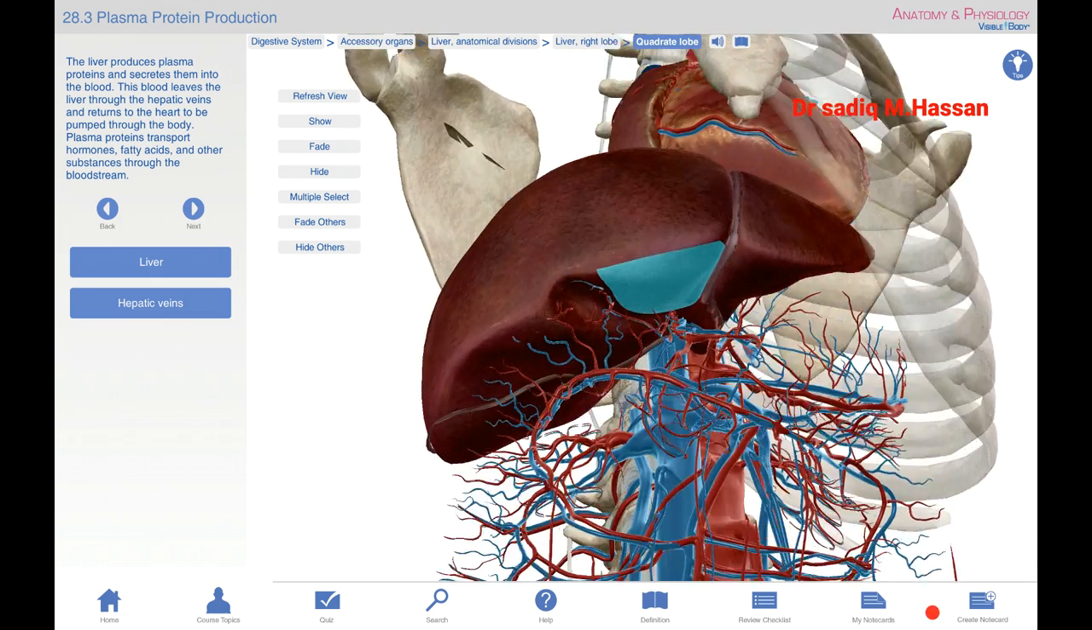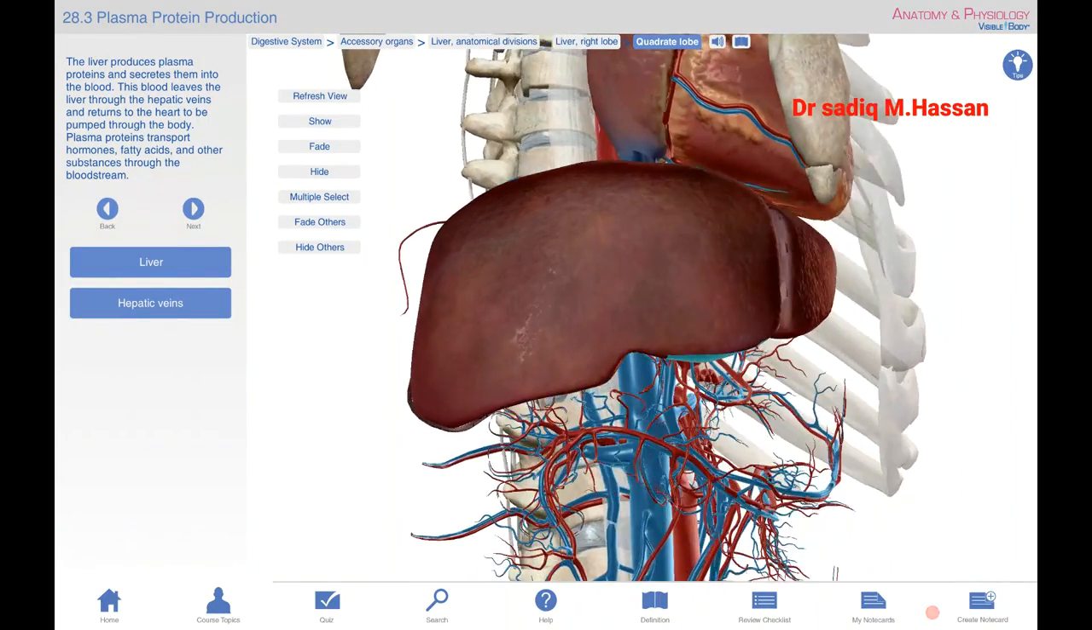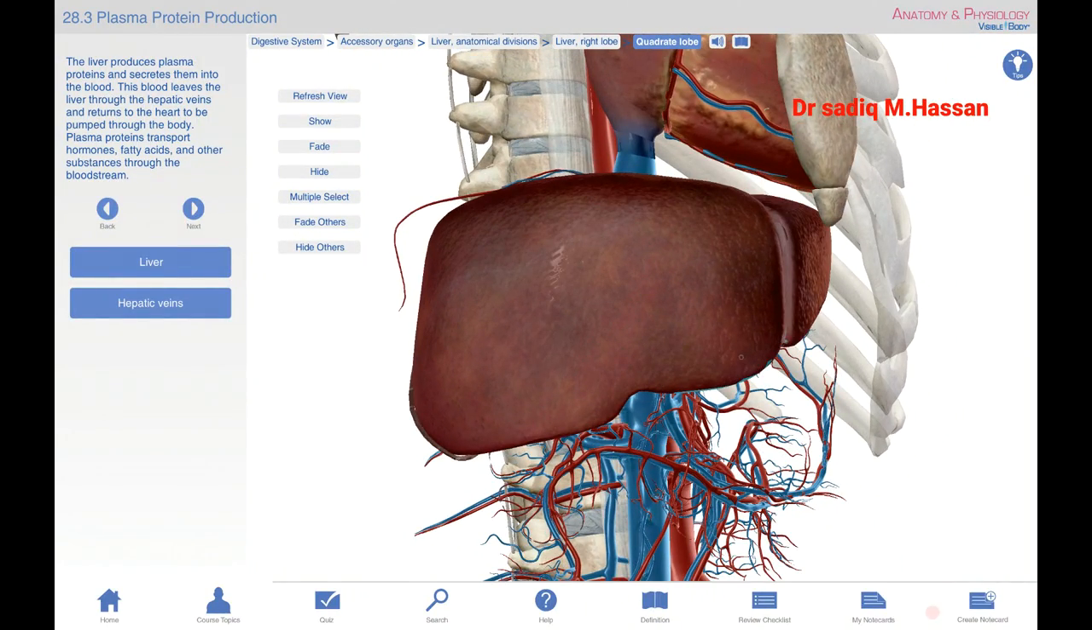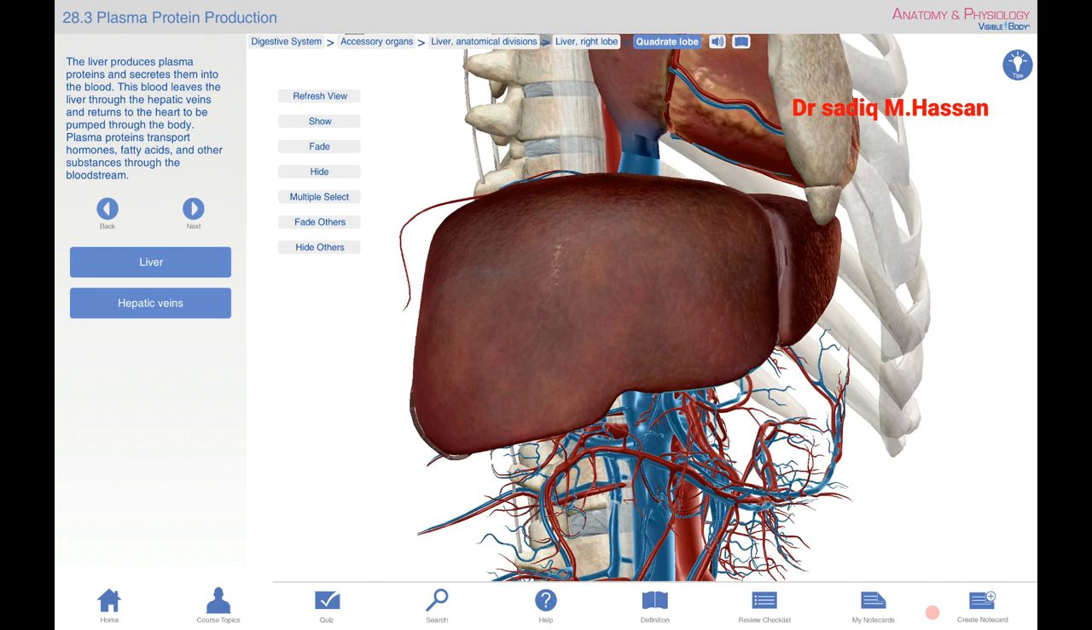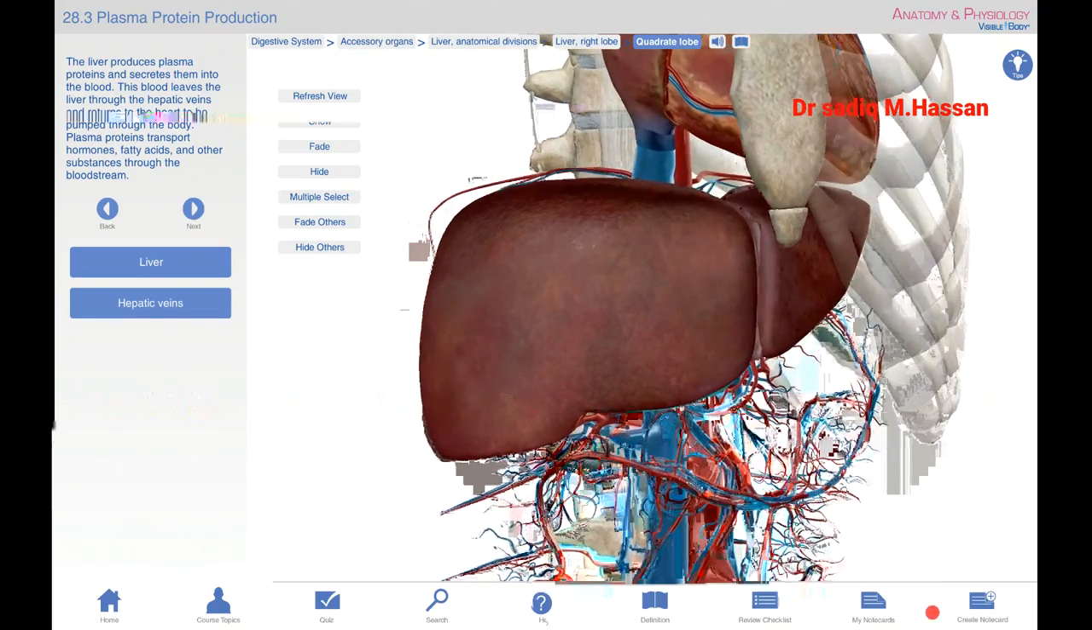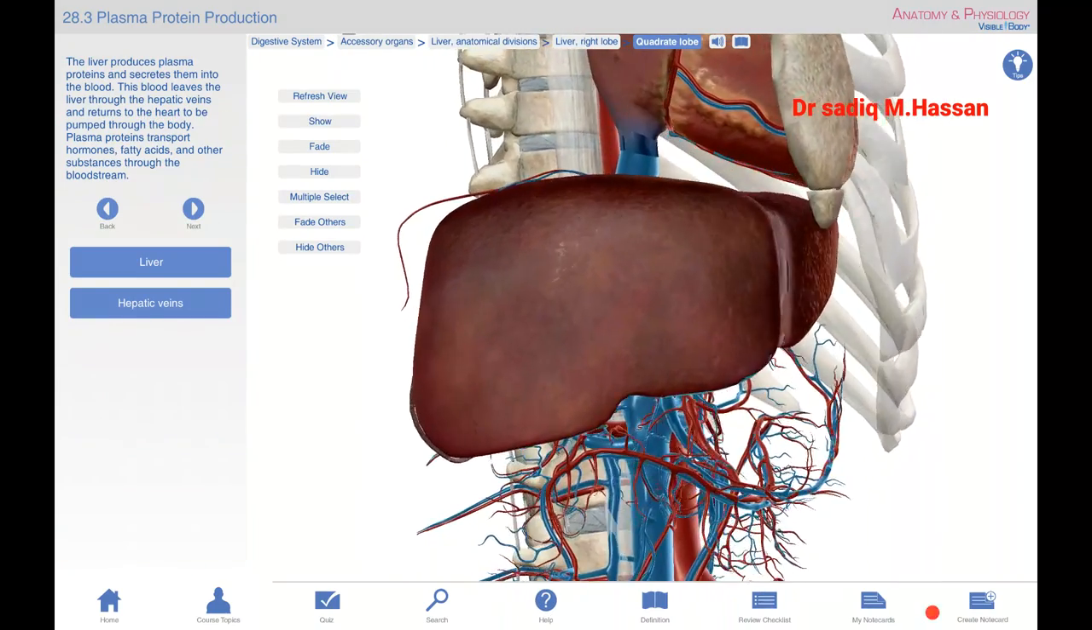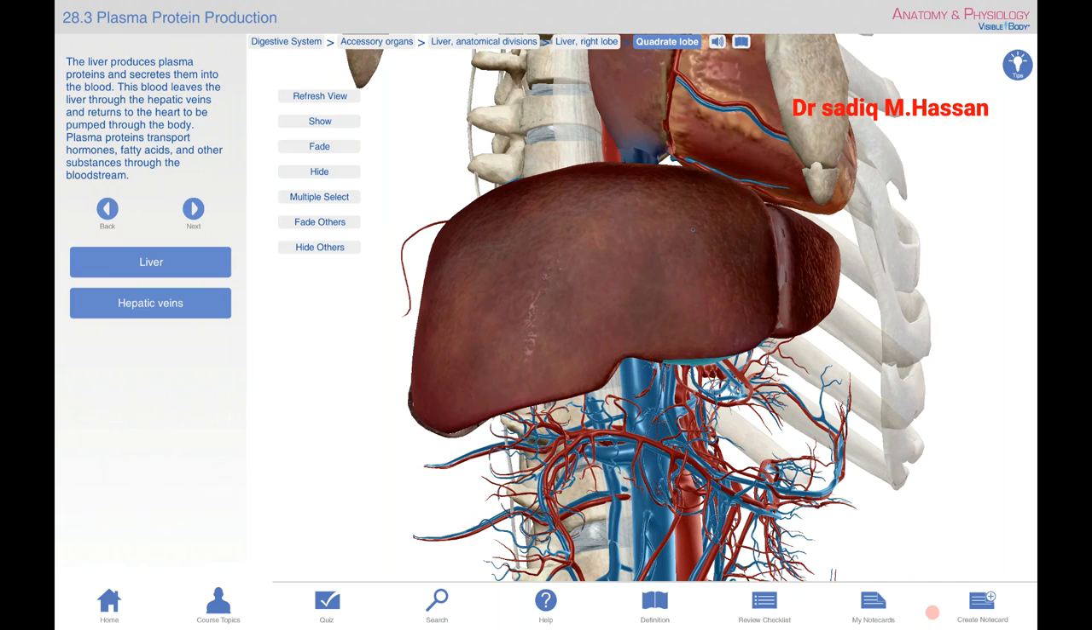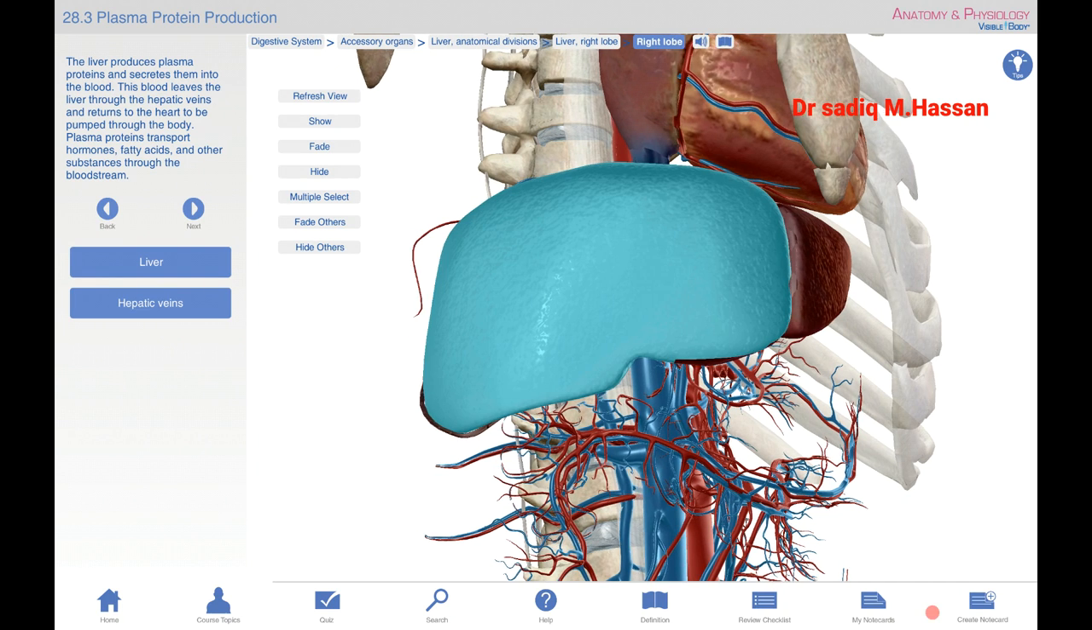So what is the importance of the liver in the blood? Here we said it produces the plasma proteins, which are fibrinogen and globulins. So very important: albumin, fibrinogen, and globulins. They are very, very important proteins, and their role in the blood system is huge and important.